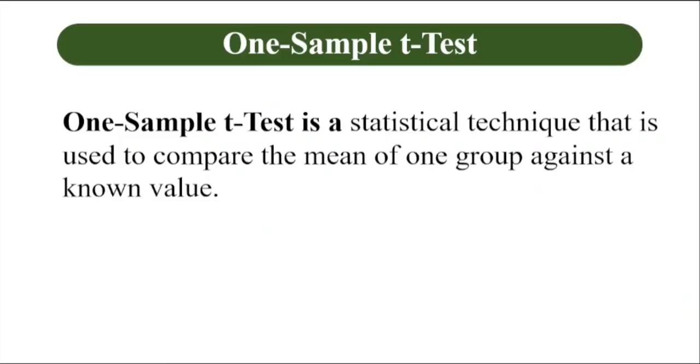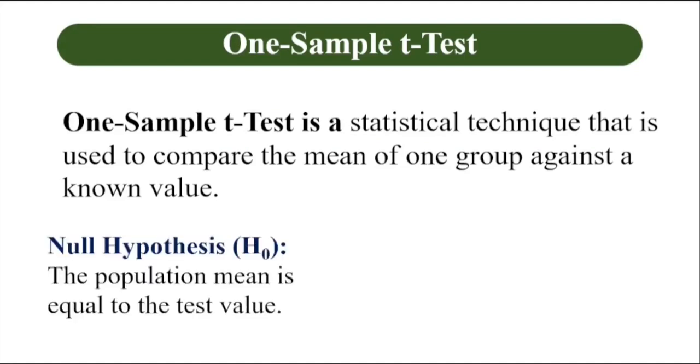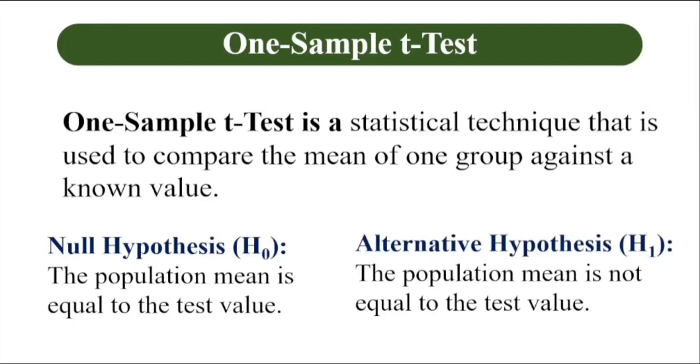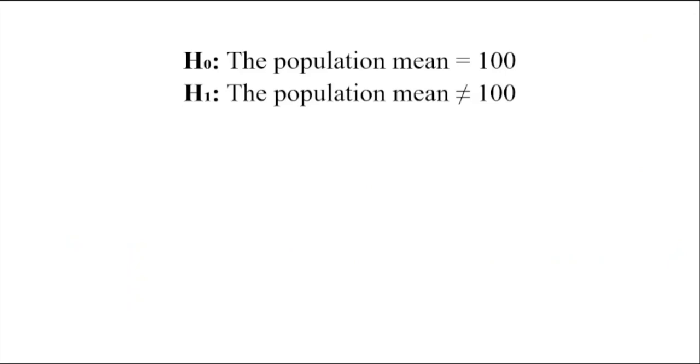Now, let's assume the test value is 100, which is a known value. Then, the hypothesis for this type of analysis will be as follows. The null hypothesis states that the population mean is equal to the test value, while the alternative hypothesis states that the population mean is not equal to the test value. This is usually written like this, where 100 is the test value.